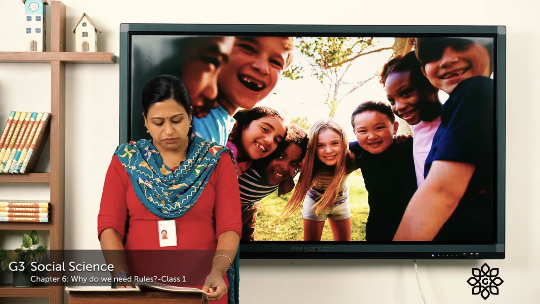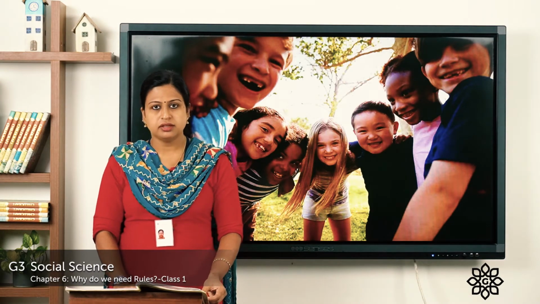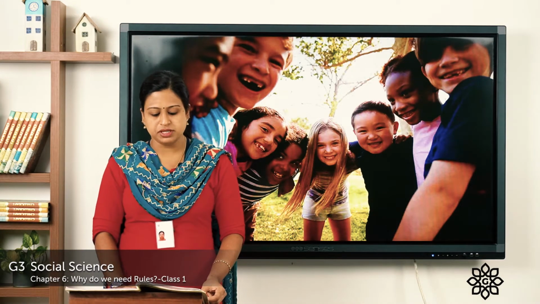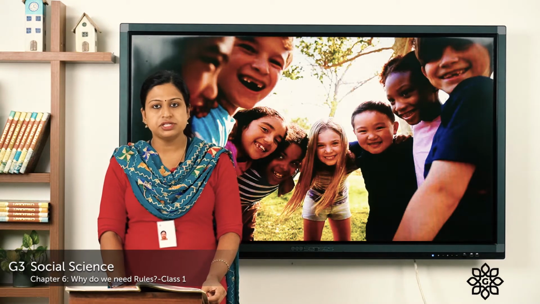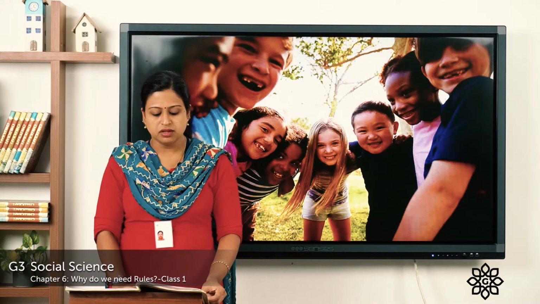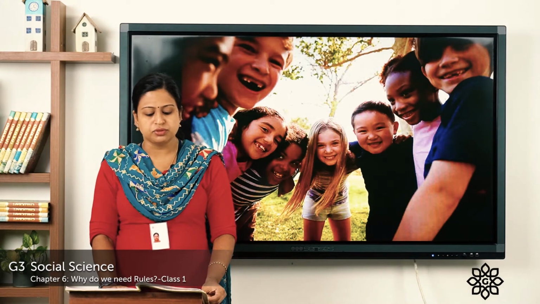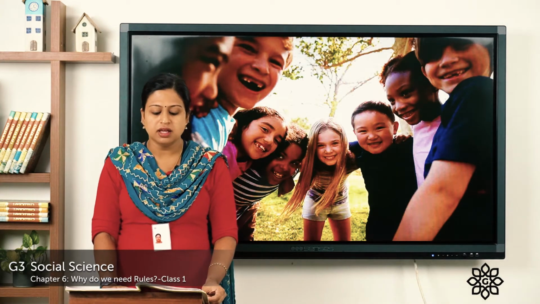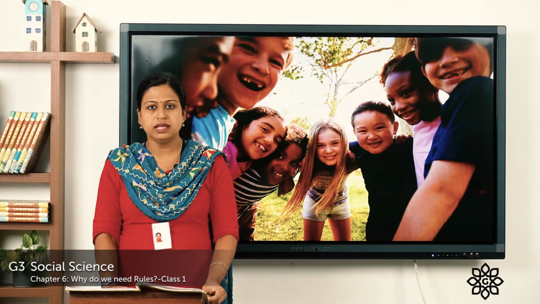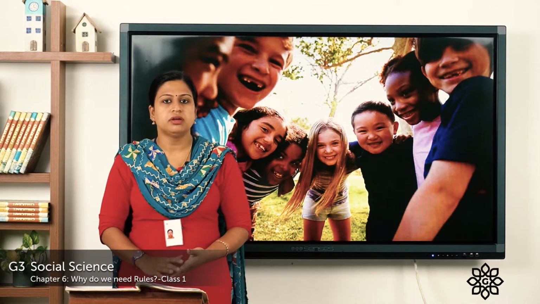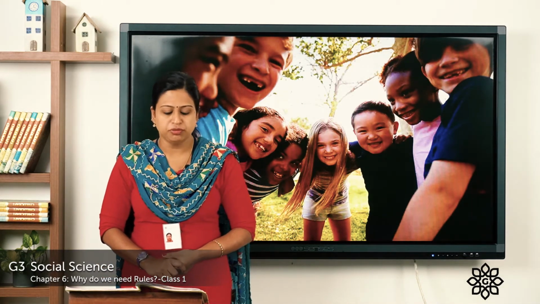Now, here on page number 44, there is a think it over question. You have to create your own rule. Create or change a school rule. Write down 2 reasons why you think your rule is better, and you have to write it in your notebook.